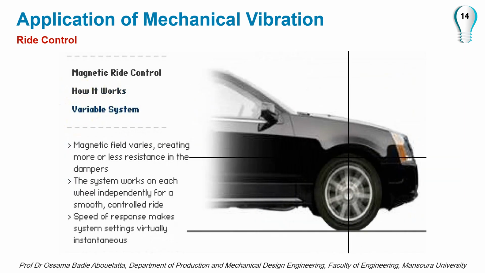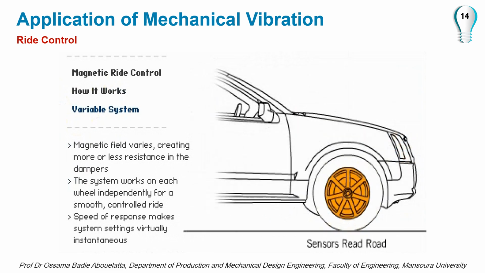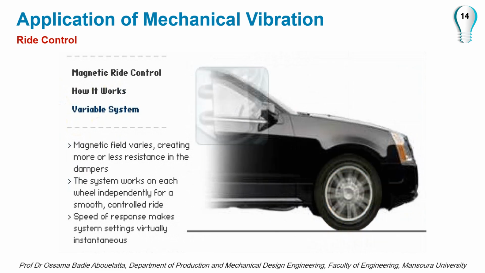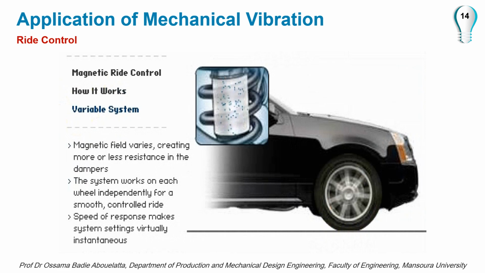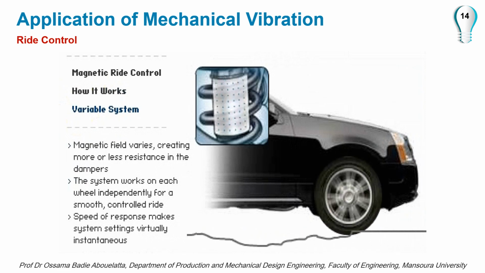Sensors in the Magnetic Ride Control system constantly monitor the heave, pitch, and roll of the vehicle. When a change is detected, the electromagnet charge varies accordingly, responding to virtually any driving, road, or weather condition.